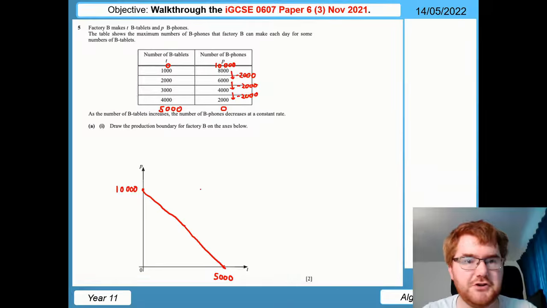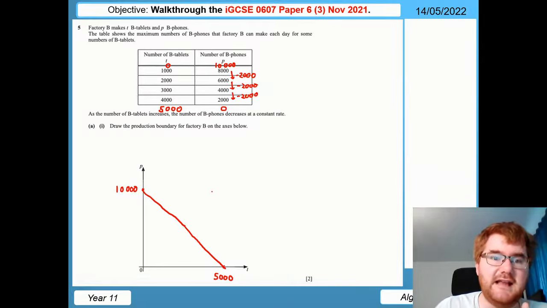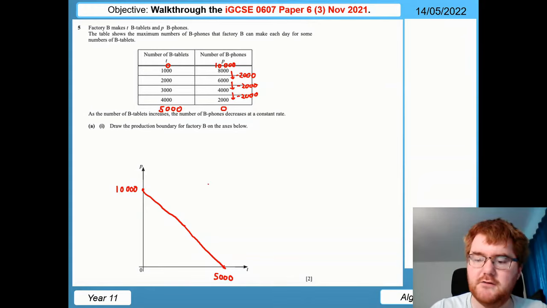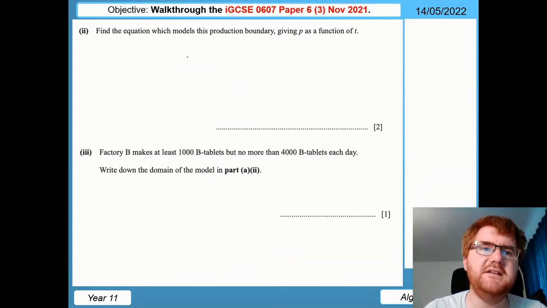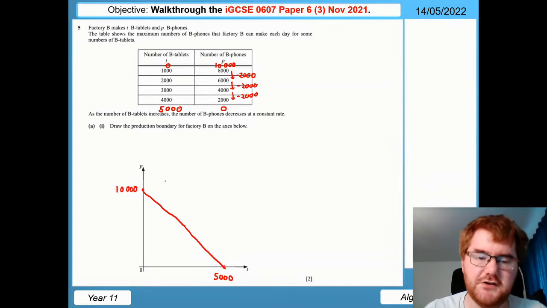So for this question, you need to work out, again, just like before, the x and y intercepts, and then draw that in this case with a straight line. So we have our graph there. And now we need to find the equation which models this production boundary, giving P as a function of T. So essentially we want to find the equation of this straight line.